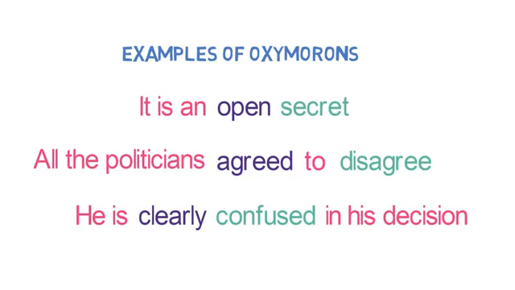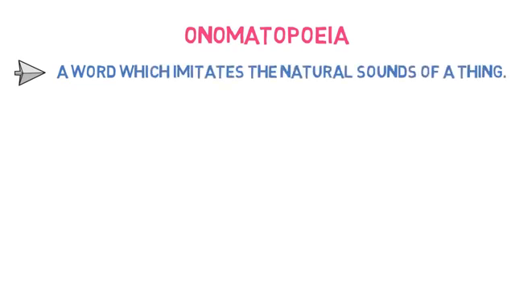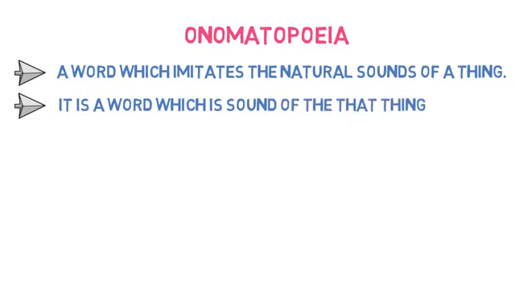Let's look into the last type of figure of speech that we will be learning today. Onomatopoeia. An onomatopoeia is defined as a word which imitates the natural sounds of a thing. That is, it is a word which is the sound of that thing. Let's understand it with some examples.